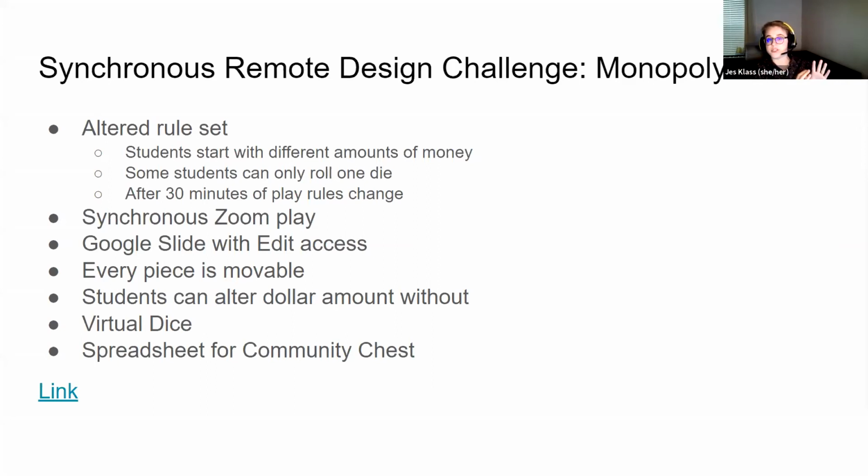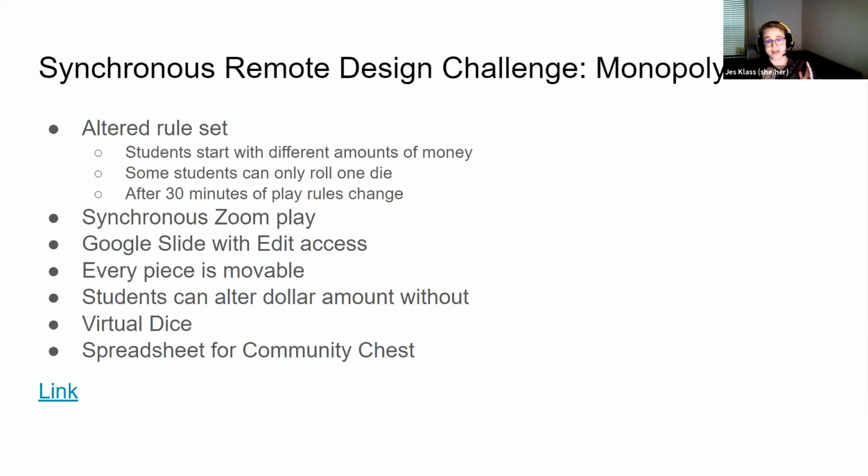So all of the students start with different amounts of money, but also some students start with property, and some students start being able to roll 2 dice or 3 dice, whereas some students start in jail or can't roll any dice or can only roll 1. And the game starts out very much not the way that the traditional rule set for Monopoly starts out.